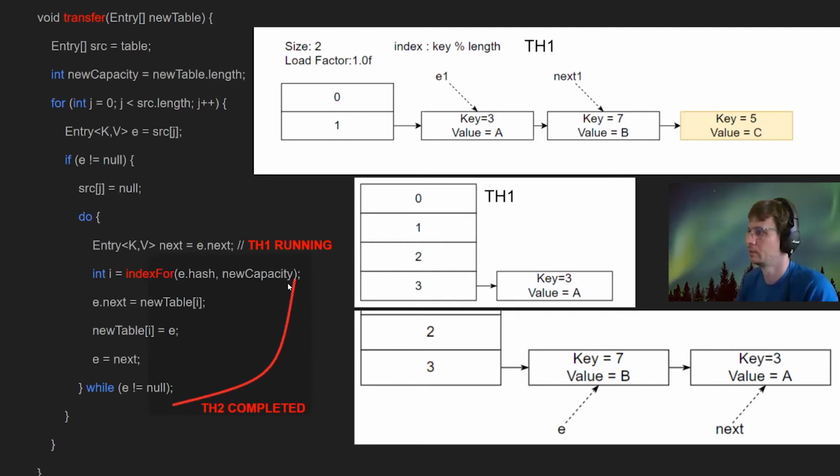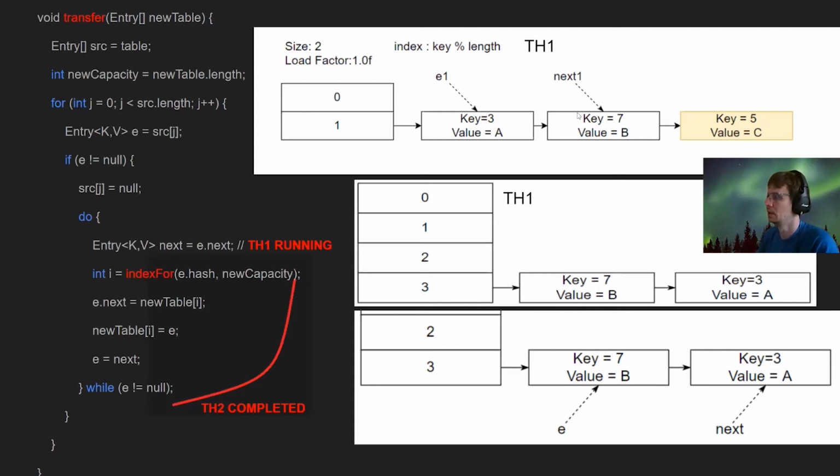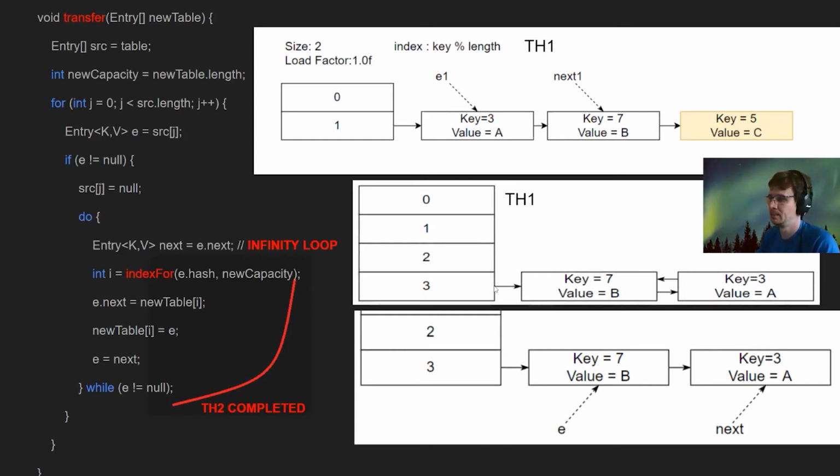So the result of transferring the entry with key 7 with value B is that it is transferred from the head. The reference should be like that. But as I explained, the next element of this entry is pointing back to the key 3 with value A. Yeah, we have here the infinite loop. That is not a good situation for us, because every time the CPU switches back to thread one, we have inconsistency, we lose one element, and it is in an infinite loop because of this cyclic reference. TH2 is fine.